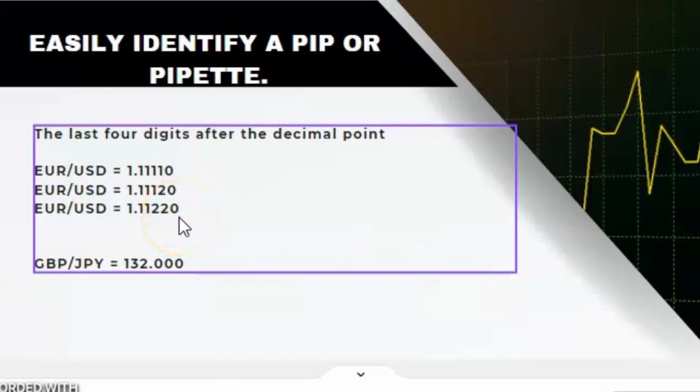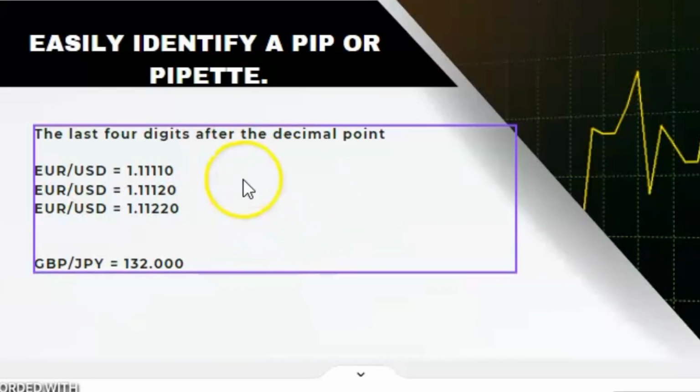I don't know if you understand. I'm trying to see how I'll be able to break it down. But there is something you should know. If it moves by 10 pipettes, you get 1 pip. If it moves by 100 pipettes, you get 10 pips. You get it now? So that is the instance.